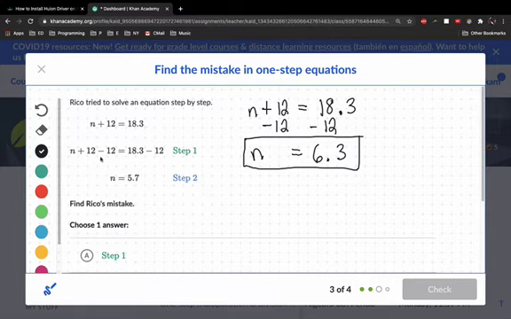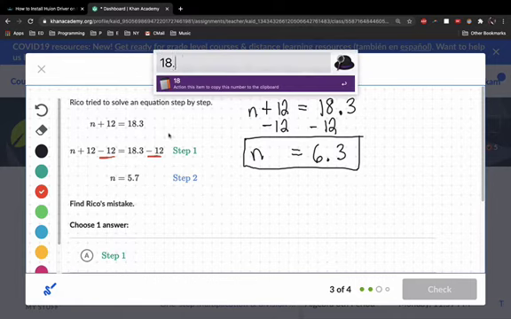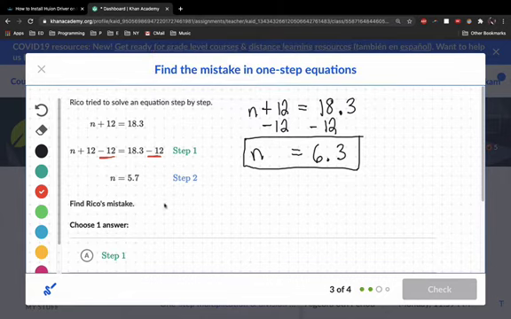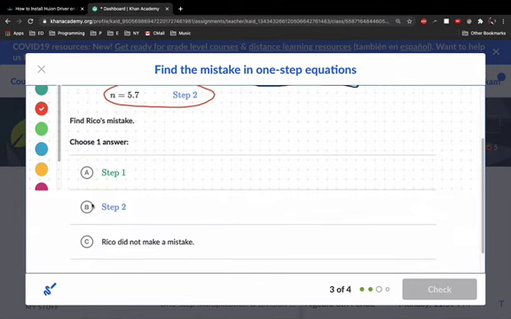So what they did here is they subtracted 12. They did minus 12, and they did minus 12. And when they did 18.3 minus 12, they should have gotten 6.3, but they got 5.7. Therefore, they messed up on step 2. So we're going to mark step 2.